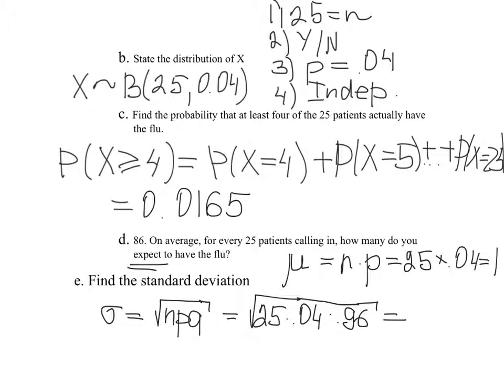And now it's just time to calculate. So that is 1 times 0.96. So actually all we need to do is to take a square root of 0.96. And that is approximately 0.98. 2 digits is enough.